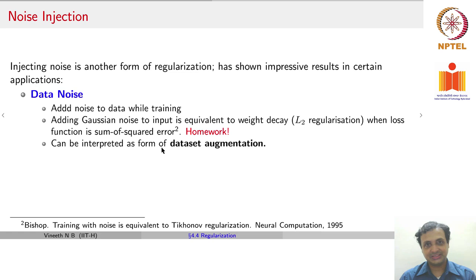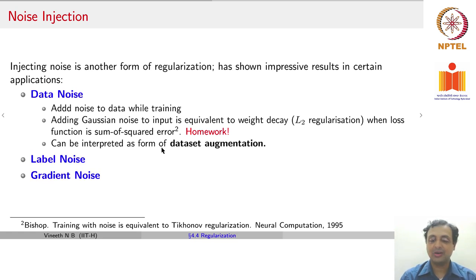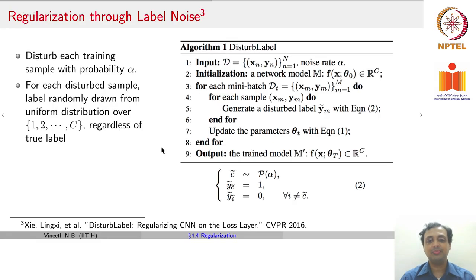But please try on your own to see if you can prove this. So just adding noise to your input data, as I just said, adding Gaussian noise to input is equivalent to doing L2 weight decay for a particular kind of loss function, which means adding noise is also a regularizer and also becomes a certain kind of augmentation. We can also do label noise and gradient noise, and let's see how that is done.